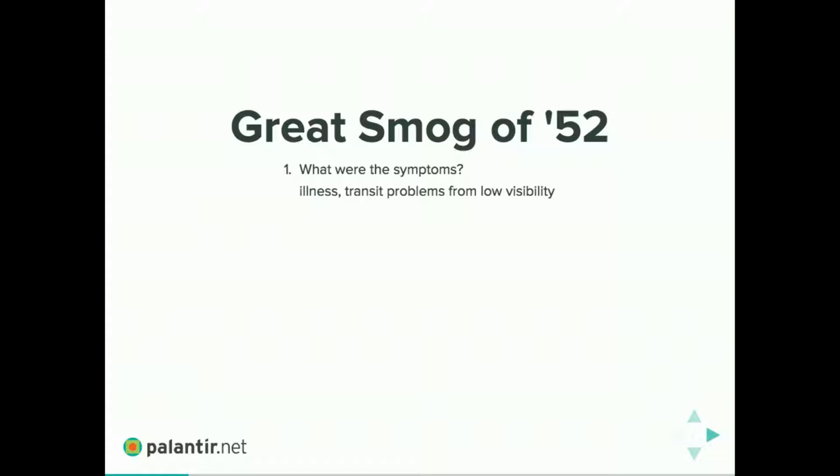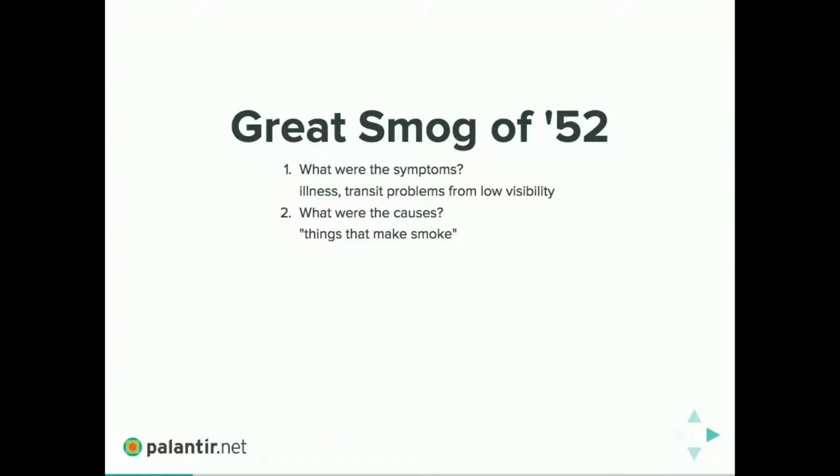So change wasn't immediate after this. There was a committee that formed to investigate the issue. They started with, what are the symptoms? They see illness. People are coughing, they get pneumonia, and transit problems. You can't see. I mentioned the detonators on trains. Sometimes there were even car wrecks because visibility was so low.